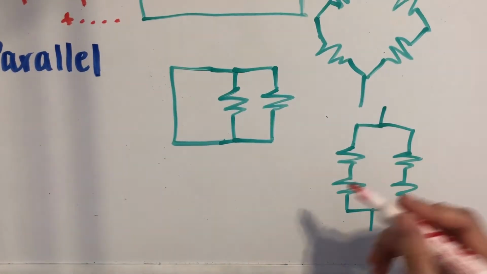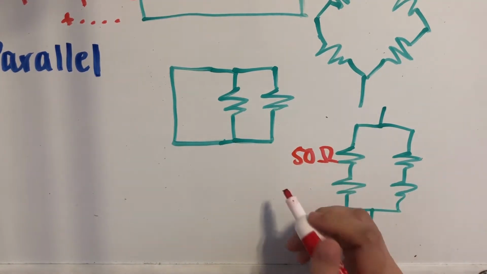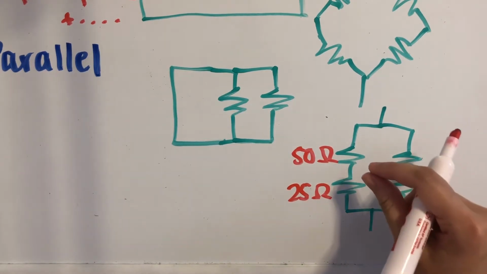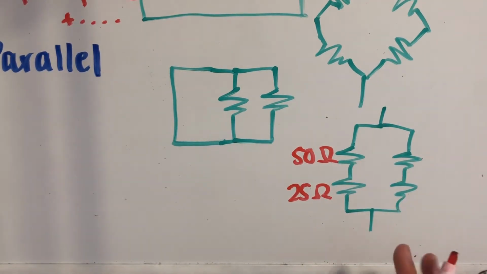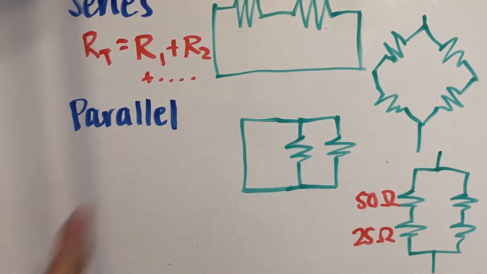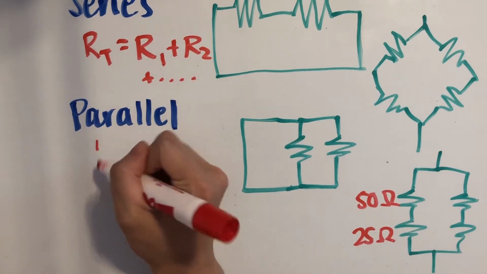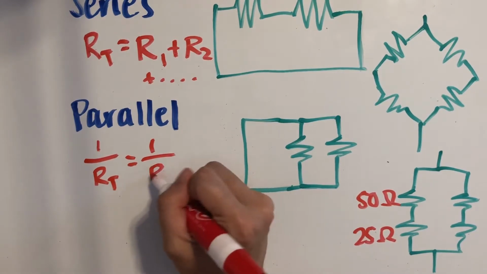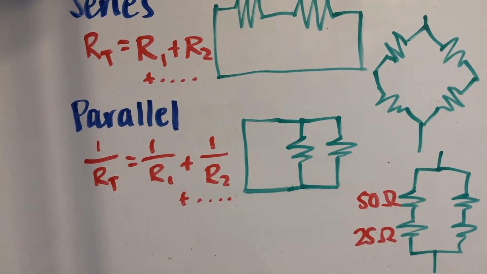So let's say that this resistor has a value of 50 ohms, and this resistor has a value of 25 ohms. So these two can combine to make an equivalent resistor of 75 ohms. And it's a little different for the parallel resistors though, because instead of simply adding all of them, you're going to take the reciprocal of all of these variables here. So 1 over the total resistance is equal to 1 over the first resistance plus 1 over the second resistance, and on and on and on.